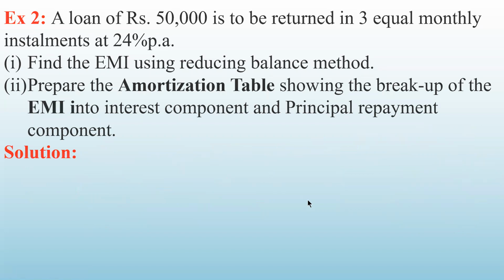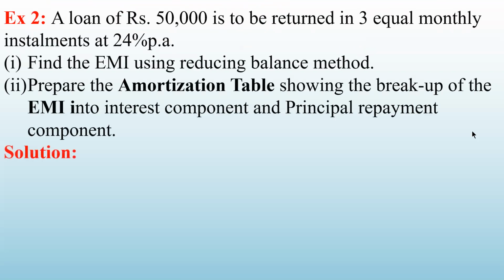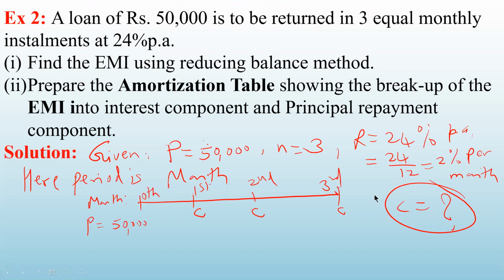Now what is your formula? We are going to use the same formula of present value. P equal to C into (1 minus V to the power N) divided by I, where V is 1 divided by 1 plus I. Correct? Now what is your value of I? R is 2%, no? So I will be R upon 100, that is 2 upon 100, which is 0.02.